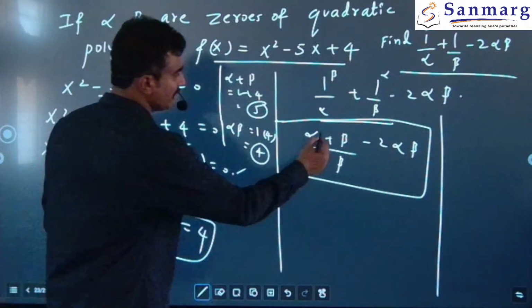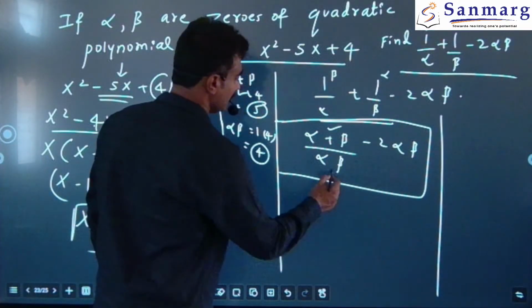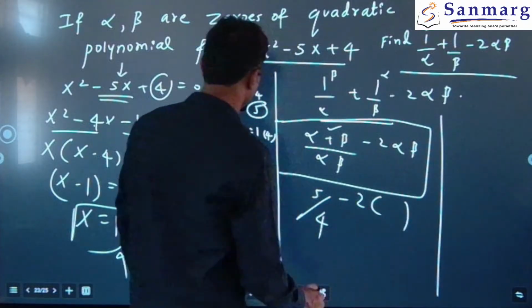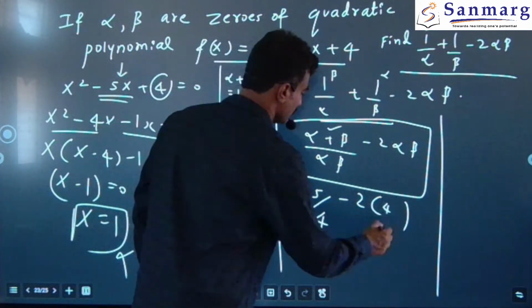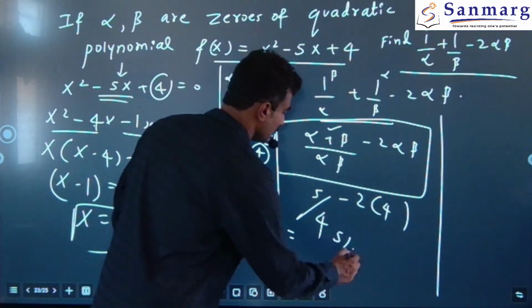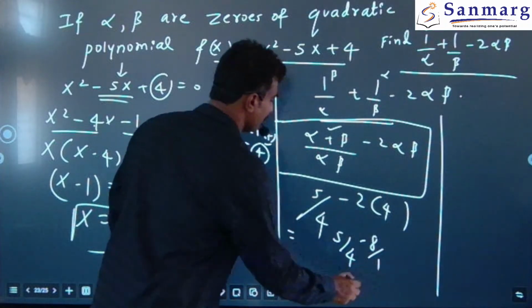So alpha plus beta is 5. Alpha into beta is 4. Minus 2 into alpha beta is minus 8. So the final expression is 5 by 4 minus 8.